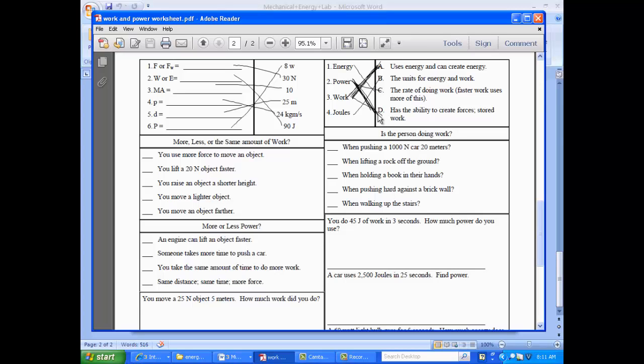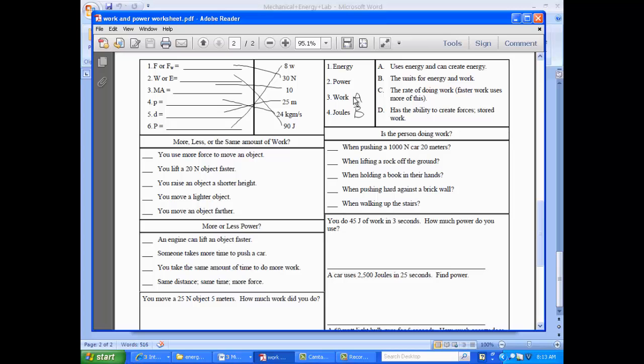Let's do it again. Let me erase those. All right, joules. We know that joules is the units for energy and work. Joules is B. All right. Look at the front of your paper. What is the definition of work? A force applied for a distance. Good. So therefore, it's going to be which one? Yeah, so which one is it? A. Good.